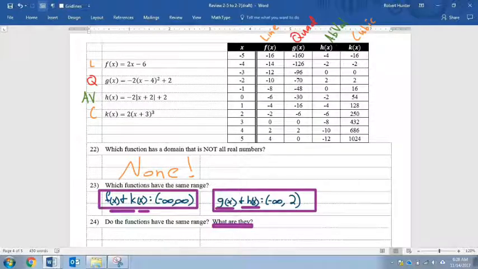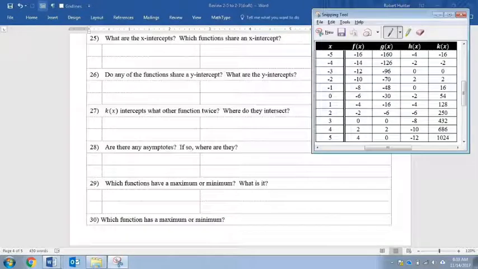Okay, let's keep moving. Let me pause this for just a second and figure this out. All right, so here we go. I got the table over here to the right, so we can all look at the same time. What are the x-intercepts? And what functions share an x-intercept? Well, the x-intercept is where x is 0. So that would be everything on this column. So all 4 of them are different.